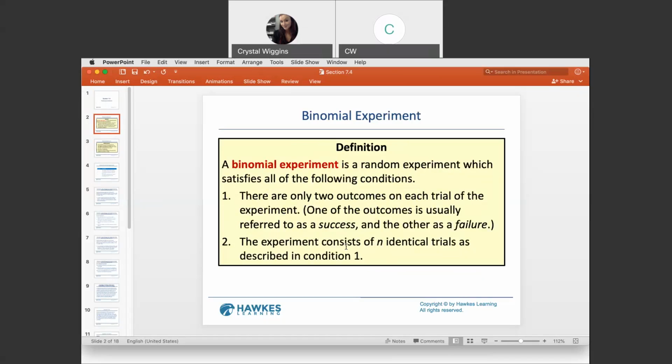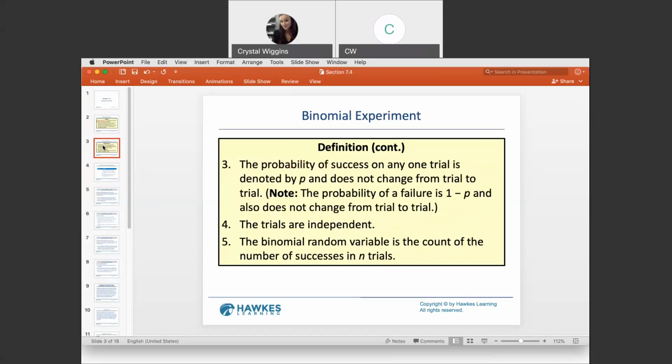Another criteria that we need to check for is that the experiment consists of n identical trials described in condition one. So essentially, it just means that there's a finite number of trials. At some point, we call it quits. The third criteria is that the probability of success from one trial to the next can't change. And we denote probability of success by the letter lowercase p. And the complement to that, which means the exact opposite, would be the probability of failure, which we denote as q. And q is 1 minus p.